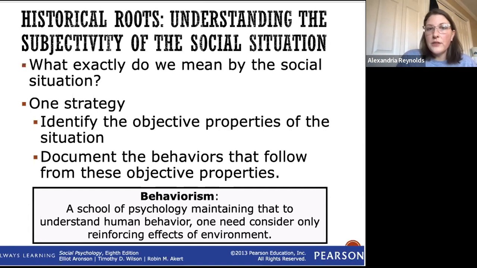Watson, for example, was interested in human behavior. But if we want to understand a particular behavior, we would first have to understand the situation, identify what we can objectively about the social situation, and then document the behaviors that occur within that context. Behaviorism is a school of psychology, a very broad area looking at behavior. In definition, it is behavior, period. It doesn't matter if it's animal or human, but we're talking about human behavior here.